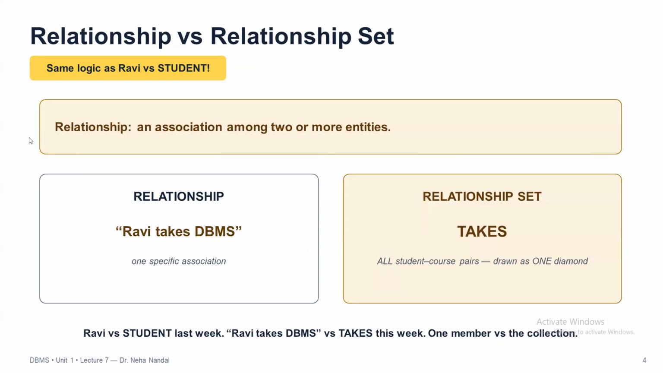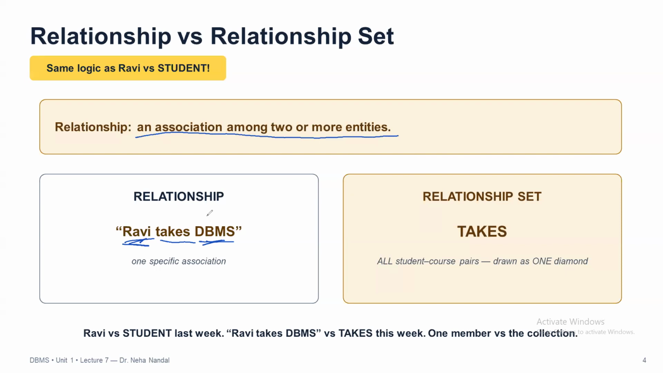Now, what is a relationship? First thing, a relationship is an association between two or more entities. We can think of one specific student associated with one specific course. Does this pattern feel familiar? In one of the previous lectures we discussed this. Ravi is a student, an entity, and Ravi takes one course, that is DBMS. So there is a relationship between Ravi as a student and the course DBMS.